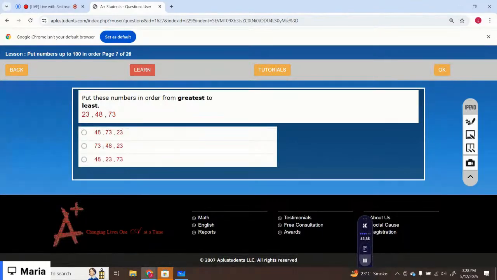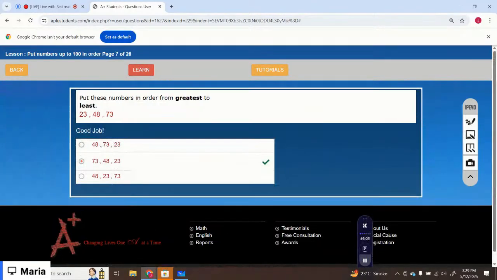Put these numbers in order from greatest to least. From greatest to least: 73, 48, and 23. Option number 2 is the correct option.